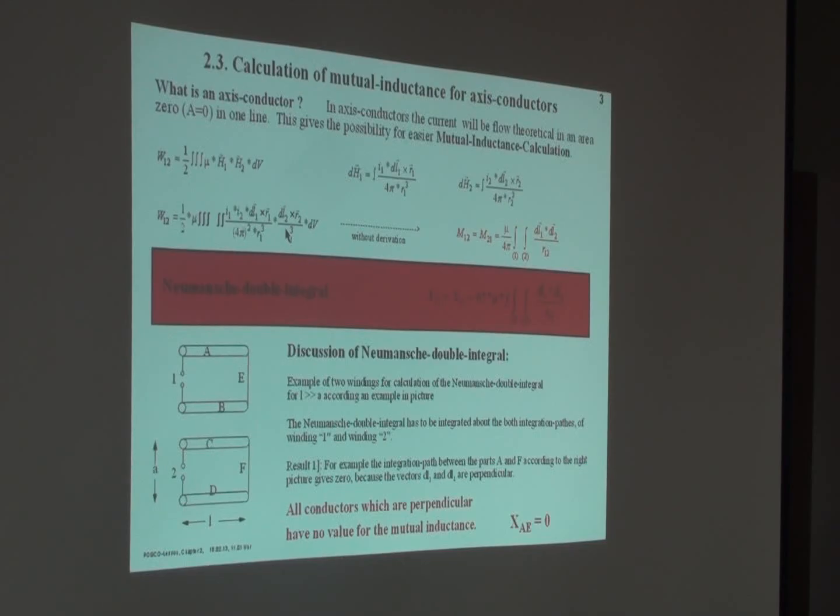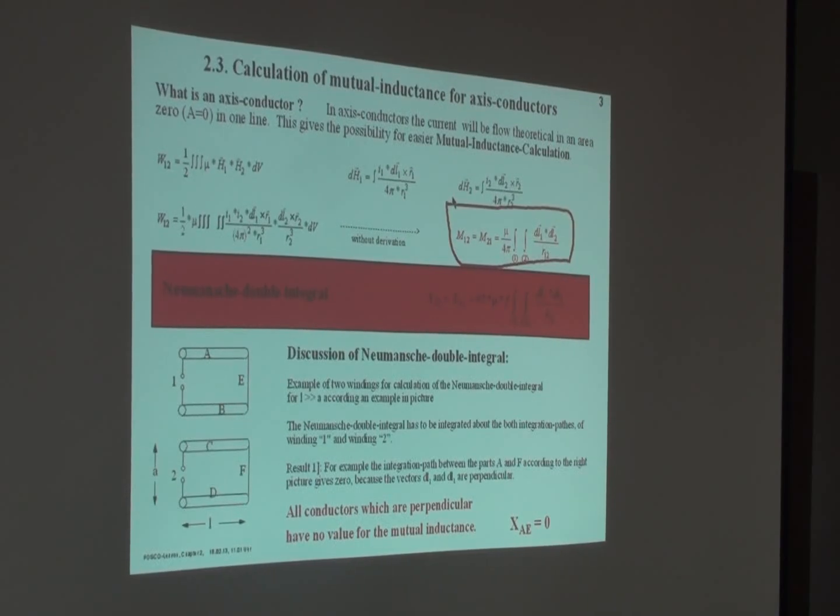So, without derivation, we get the mutual inductance about this. This formula is the important formula for reactance or inductance calculation. This is double red. And we have to discuss the Neumann double integral. We still have a double integral, and this we have to discuss.